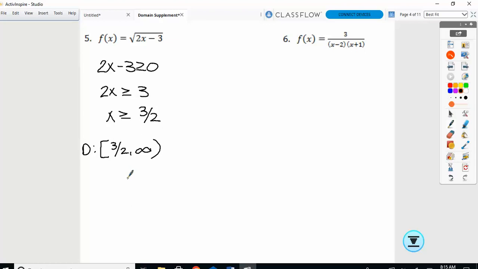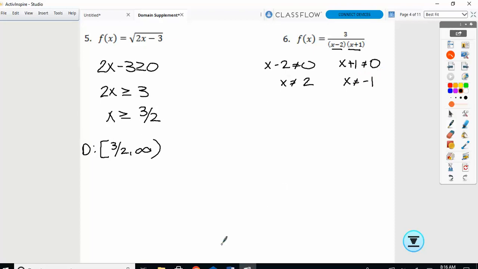So now I'm going to start throwing some that have a few more pieces to it. How is number 6 different? It has two things that can be 0. The bottom can't be 0. If you have multiple things on the bottom, neither one of those can be 0. So x minus 2 can't be 0, and x plus 1 can't be 0. So if I solve this, I get x cannot be a positive 2 or a negative 1.